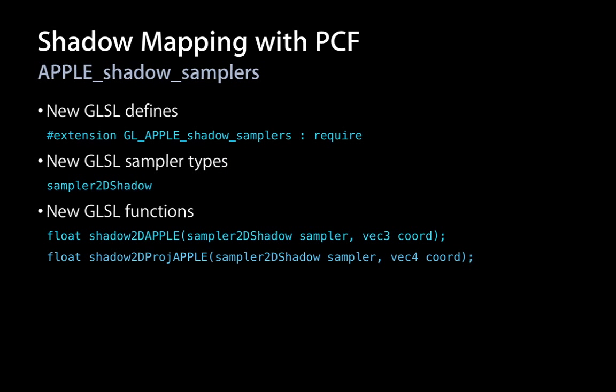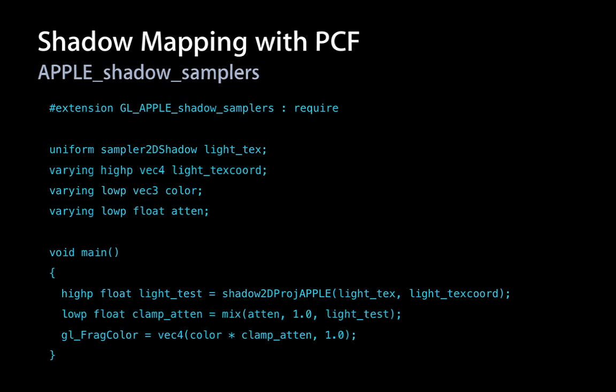Okay, so we added a new GLSL define called GL_APPLE_shadow_samplers, a new sampler type, sampler2DShadow, and 2 new GLSL functions, shadow2DEXT and shadow2DProjEXT. And here's a fragment shader example. So what we're doing here is basically our sampler2DShadow is getting the depth texture from the perspective of the light.